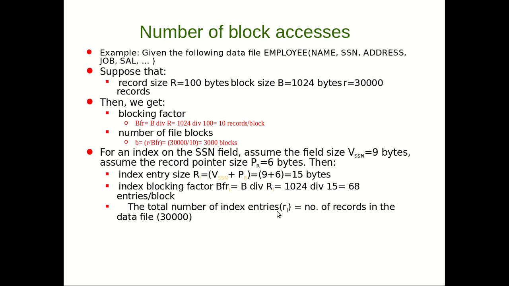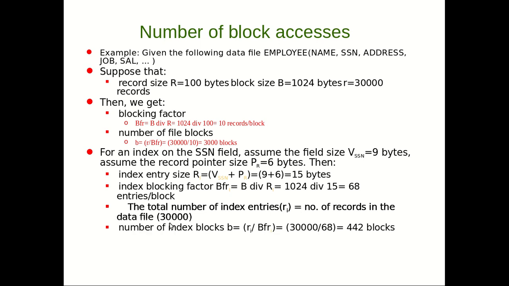The total number of index entries is the number of records in the data file, that is 30,000. In the previous case, primary index, the difference was you wanted to create an index only for 3000 blocks. Now you have to create an index for 30,000 records. That's the difference, because the records are not in sorted order. You are creating a secondary index on another field which is not at all sorted. So you have to create index entries for 30,000.